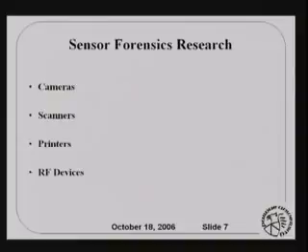So these are the 4 devices which we are concentrating on presently: cameras, scanners, printers, and RF devices. My work is focused on cameras and scanners, so this presentation is going to be in detail about these 2 devices, but I have some results for printers as well.